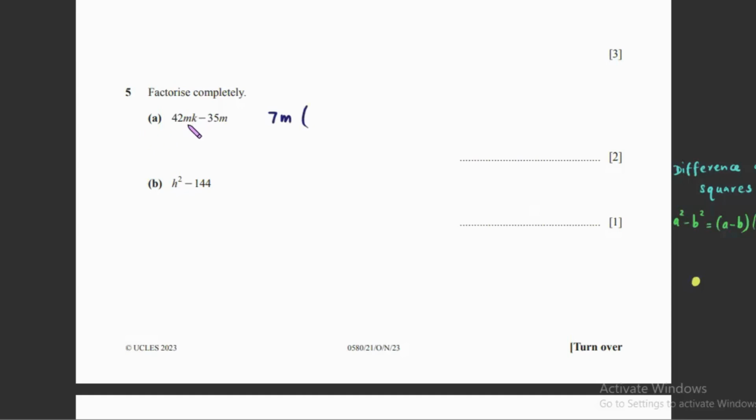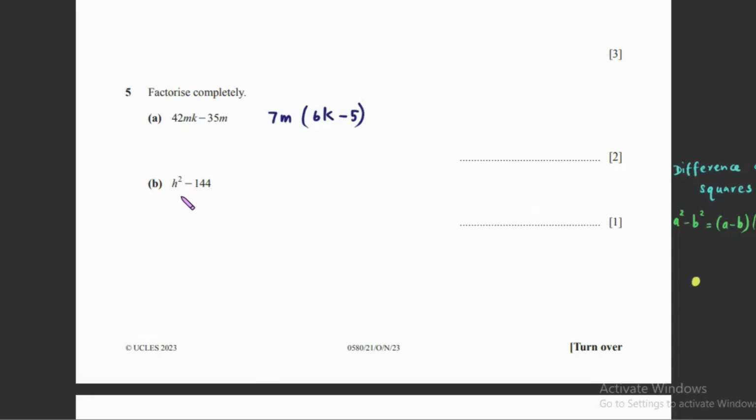So when we divide 42mk by the 7m, in 42, the number of 7s we have is 6. So I'm going to put that 6 in. I have taken the m out already, so I have k left. So I'm going to put the k here. In 35, we have 5 7s. The 7 is taken out, so I need to put the 5. You have the minus, and I have taken the m already, so it's going to be only 6k minus 5 inside the brackets. So this will be the answer when we factorize it.